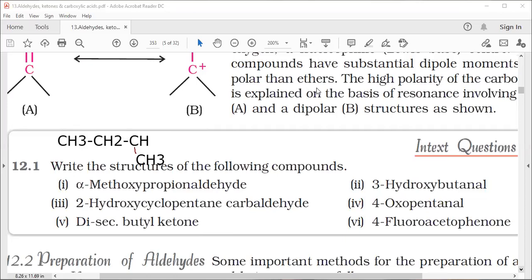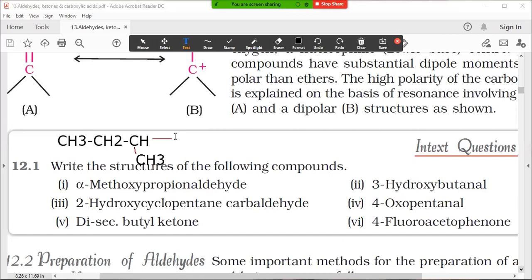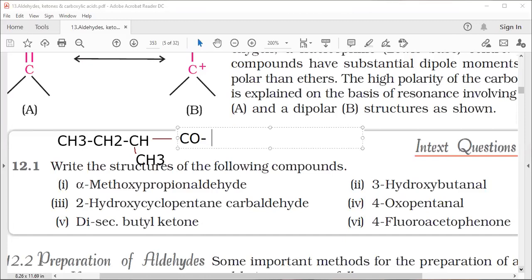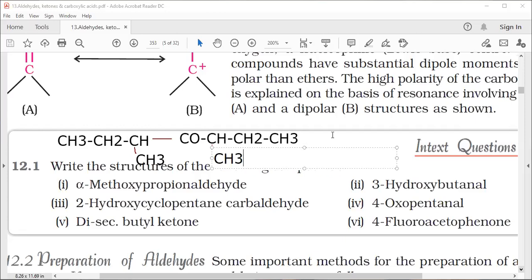So again we write bond, then ketone functional group, then again bond, then CH, bond, CH2, bond, CH3, and bond, and then CH3. Finished. So this is called disec-butyl.